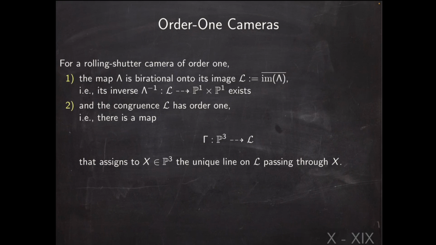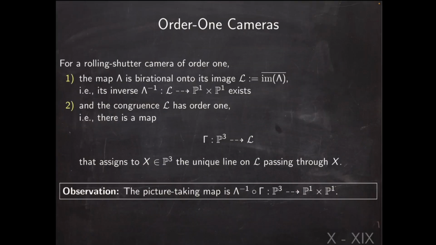Definition of order was again how many lines on the congruence pass through a generic point. Now there is a unique such line, and so you can write down a rational map that, given a point x, writes down the line that passes through x. And now if you just compose these two maps with each other, you get an actual picture-taking map. So first, eating a point in P3, you assign the unique line on the congruence passing through it, and then you use the inverse of lambda to map that to the unique pixel, so the unique point on the image.